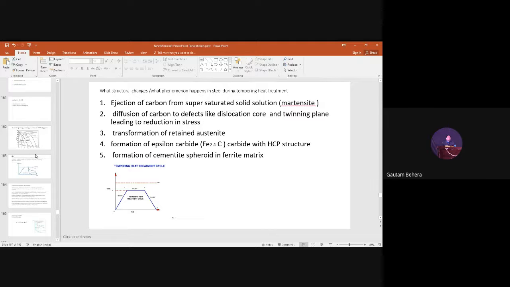Because if you do the heat treatment called tempering, the internal stresses present in the structure will get removed, and the martensite will become tempered martensite. That means the brittleness will also get reduced. After tempering, we will have a steel which has high toughness, high strength. It has some ductility, and wear resistance is also good.